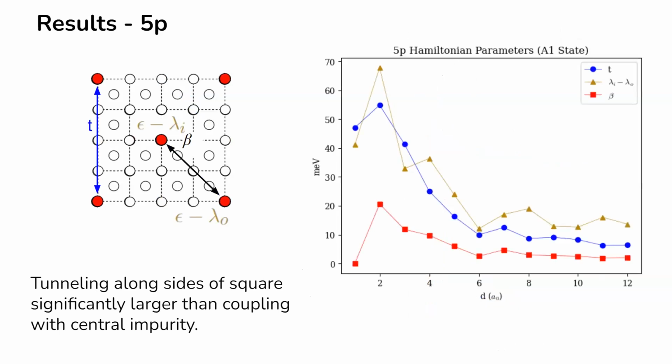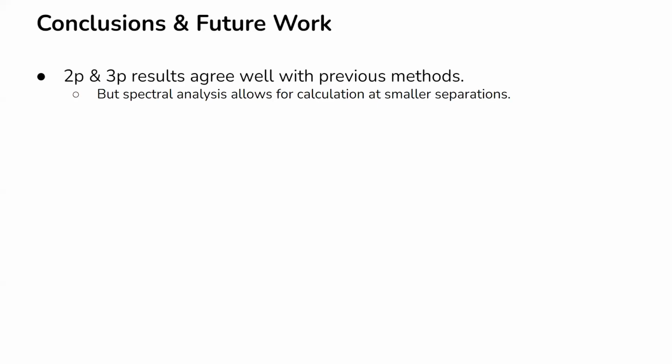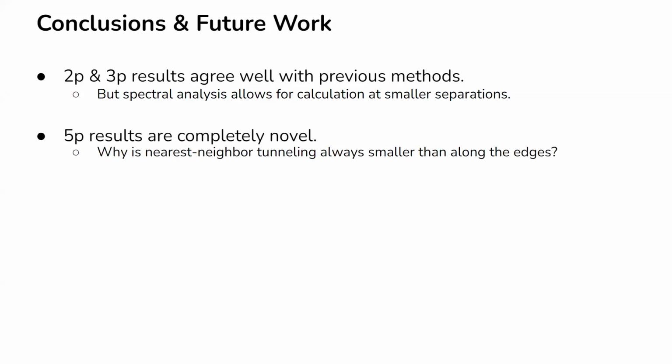And in the 5-particle system, we again see that the tunneling across the larger distance is actually ascribed more energy. That's the blue line here compared to beta being the red squares. And again, we can get the difference between the on-site shifts, just like in the 3-particle case. So we have all these results. What do they mean? For starters, we know that this method works because we have good agreement with the 2-particle and 3-particle results from previous methods that we've accepted. But we also have the benefit of being able to look at closer separations. The 5-particle results are completely new, which raises fun physical questions like why is the nearest neighbor tunneling always smaller than the tunneling through the edges of the square?